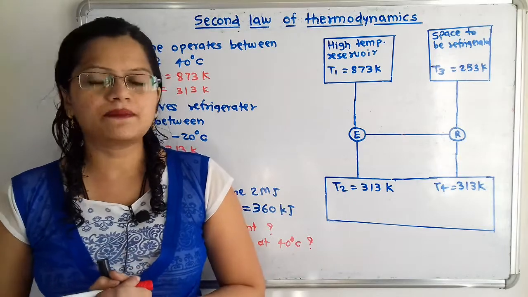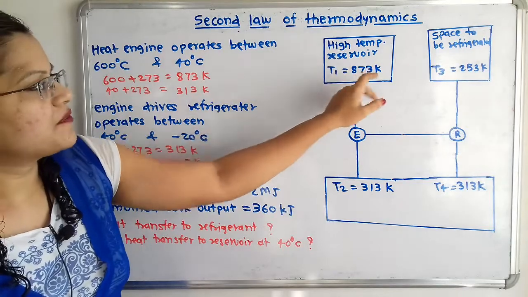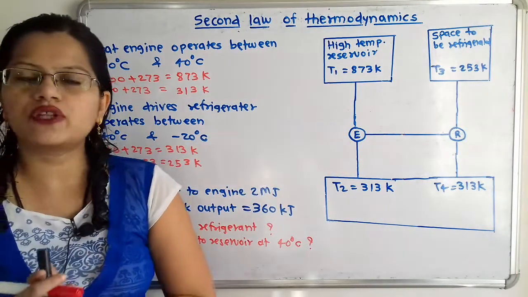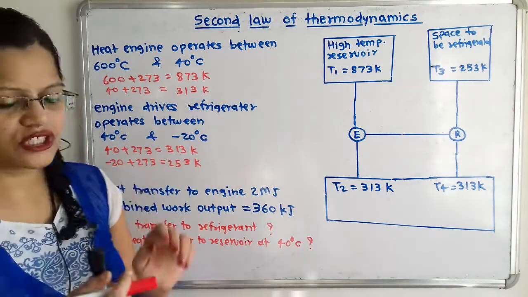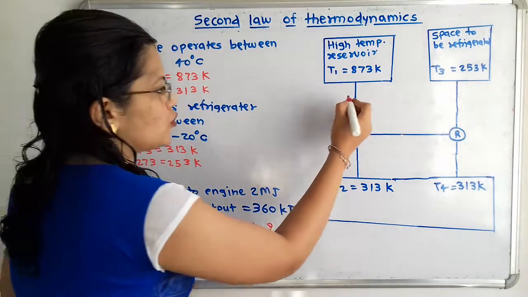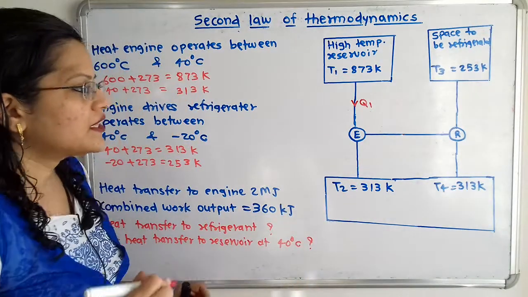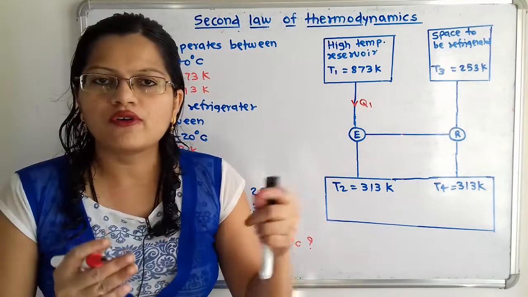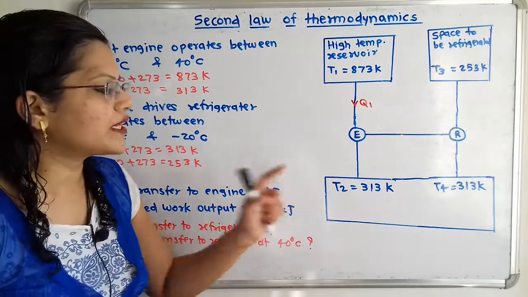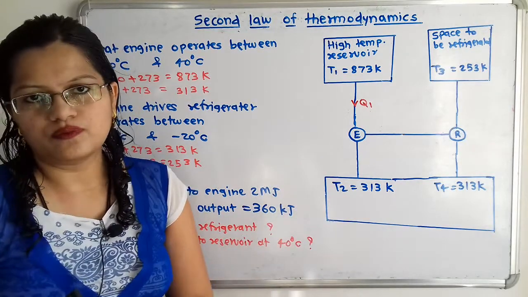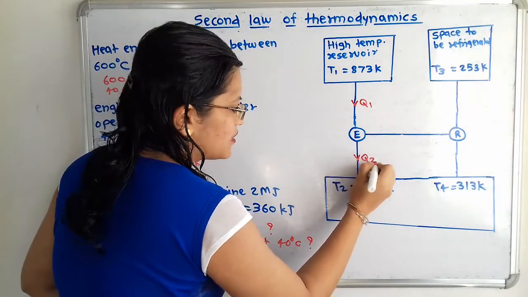This is the layout as per the given data. Now if we observe, the heat is transferred from the high temperature reservoir to the heat engine. This heat transfer, corresponding to temperature T1, is Q1. So I will show the heat transferred from the high temperature reservoir, that is Q1. Then work is output from this heat engine and the remaining heat is rejected to the low temperature reservoir at temperature T2. This heat transfer, corresponding to T2, I will call Q2.